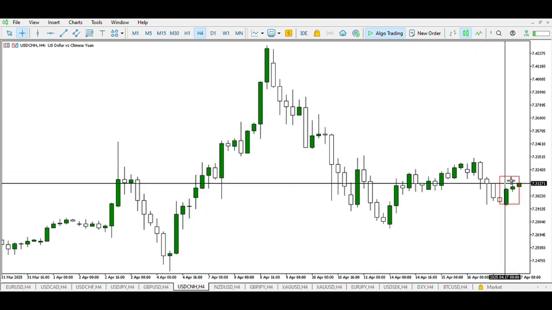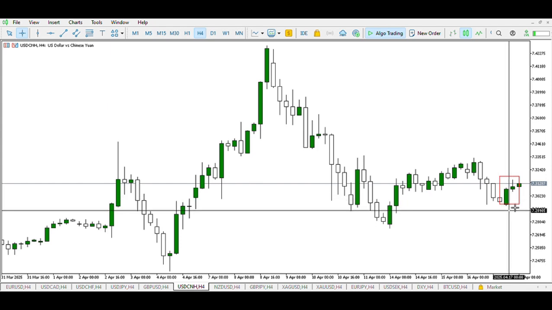As we know, the Asian session usually is the market maker's trap, so that is why a counter trend always forms during the London session.